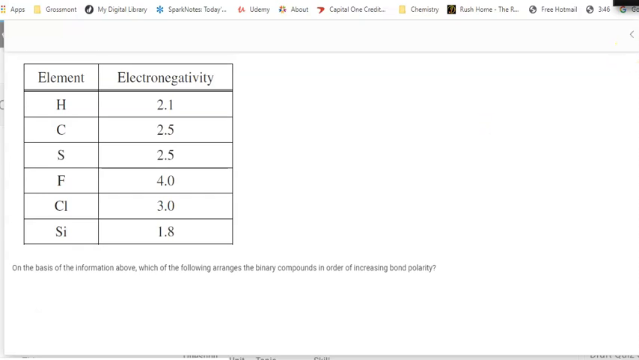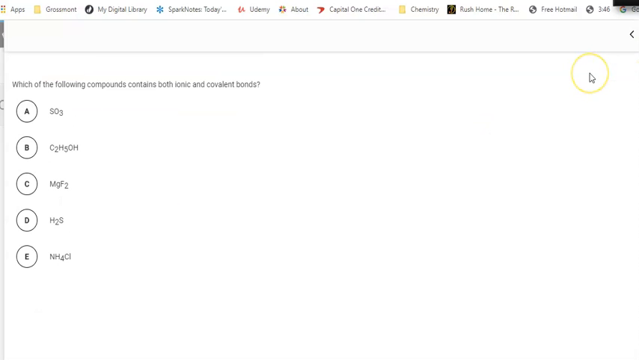Okay, let's do one more in this set. Which of the following compounds contains both ionic and covalent bonds? All right, so nonmetals are covalent. So SO3, that's two nonmetals, that's covalent. CH3OH, those are all nonmetals, that's covalent. MgF2, that's a metal, magnesium, and fluorine is a nonmetal, that's an ionic bond, only ionic bond. H2S, that's two nonmetals, that's going to be a covalent bond.